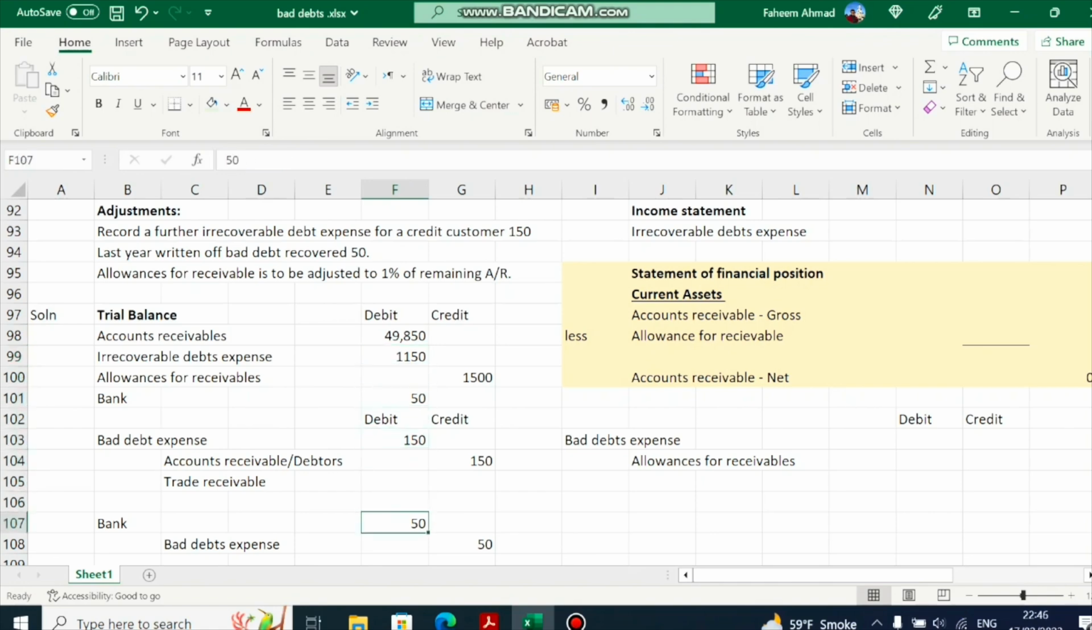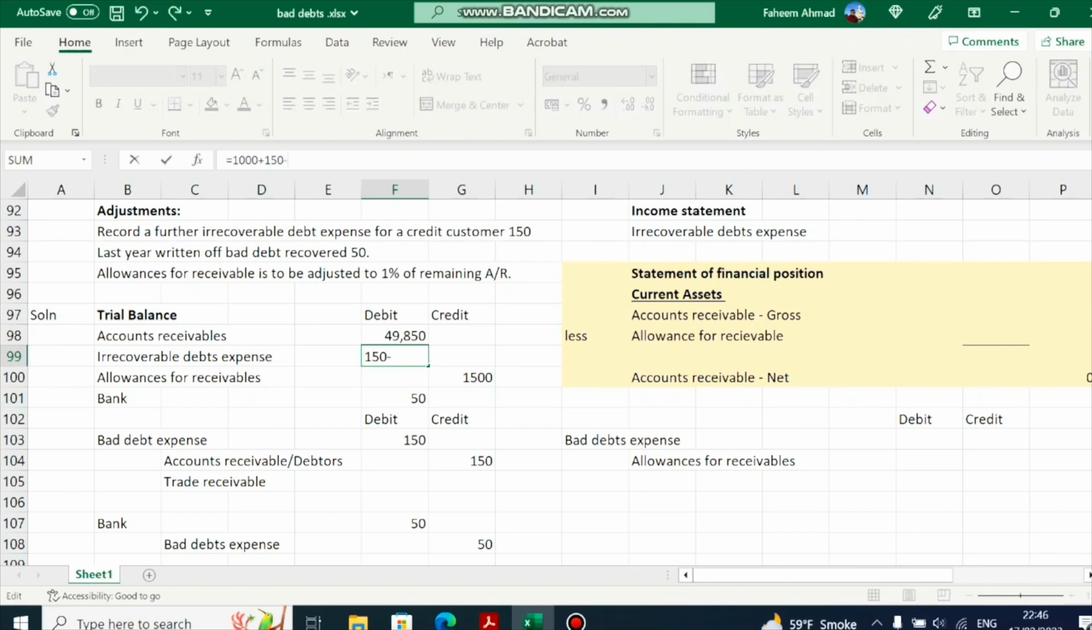Next we have this second adjustment where bad debt expense is being credited by 50. So once again I will reduce its balance. Sorry, this is the only time we are reducing its balance by 50.